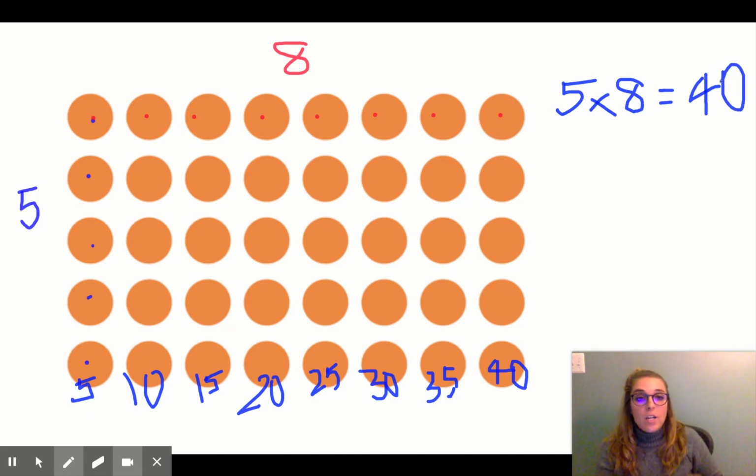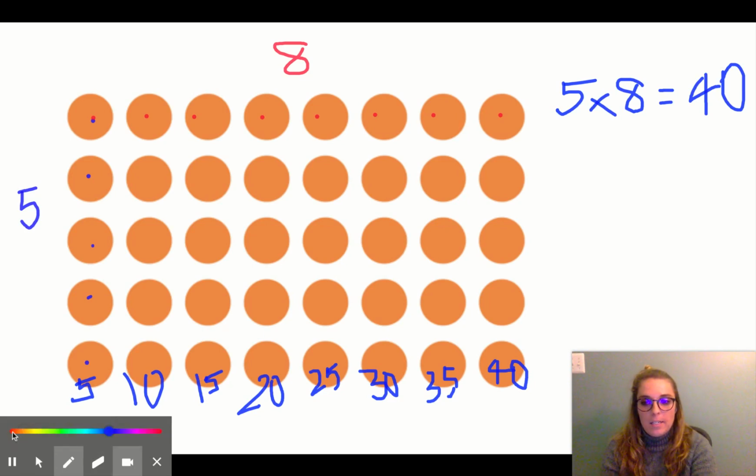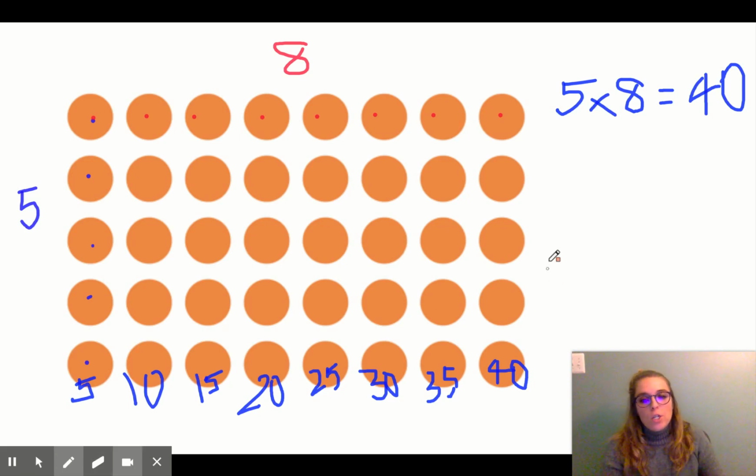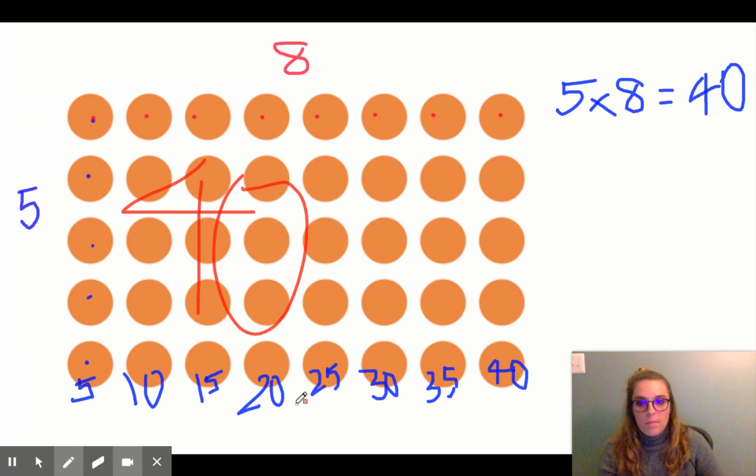Now, I can also think about this like a division equation. So I'm going to do that in another color to make it separate. I'm going to do it in red. So I know then there are 40 tiles in the middle of here, right? So if I'm going to write a division equation, it's the opposite of multiplication. So I'm going to start with my total. In this case, I have 40 total tiles.